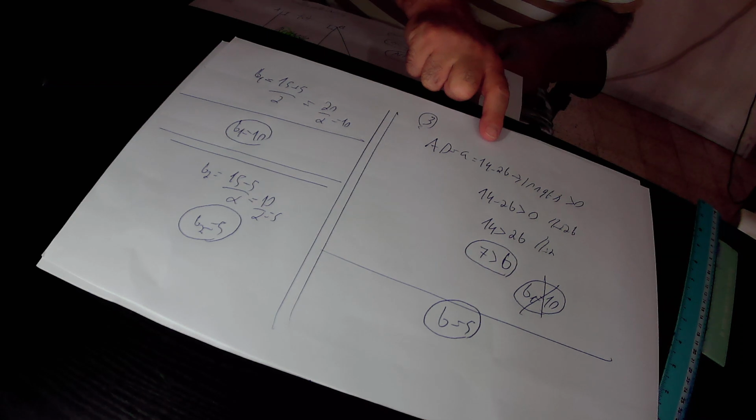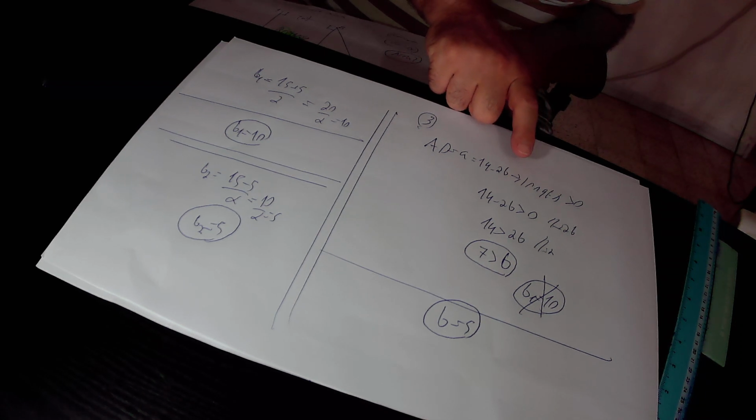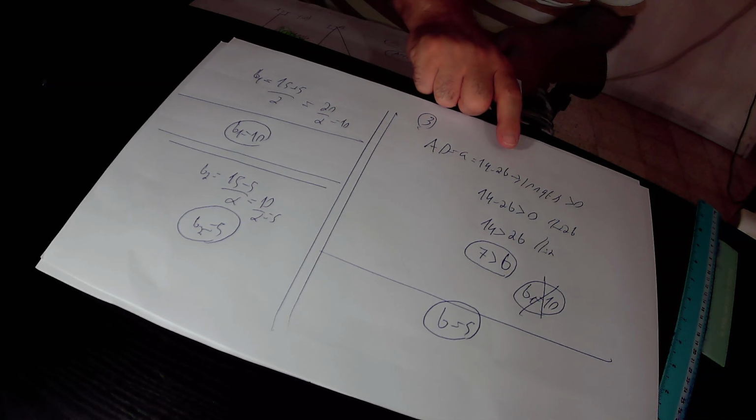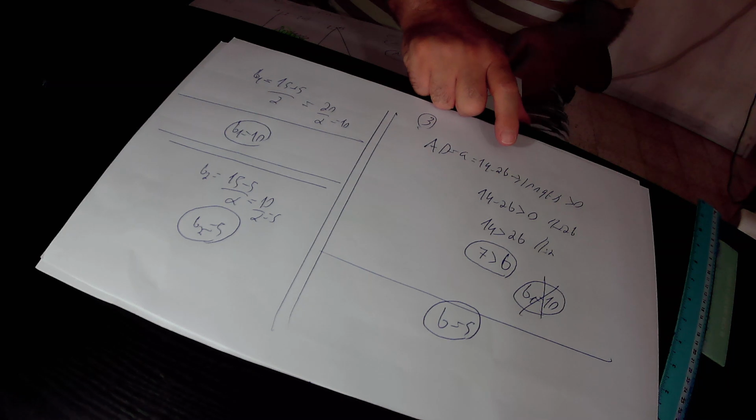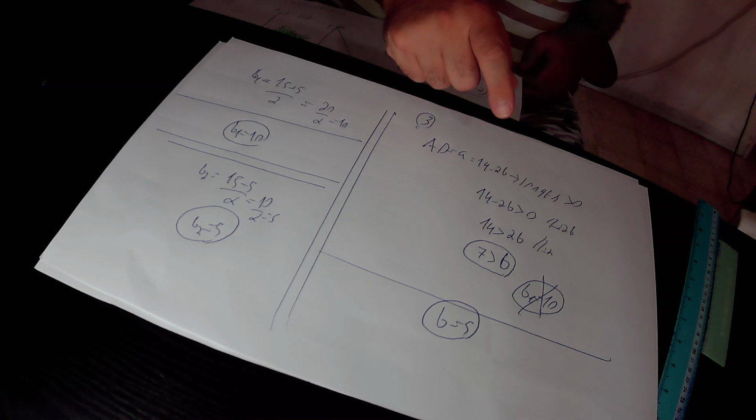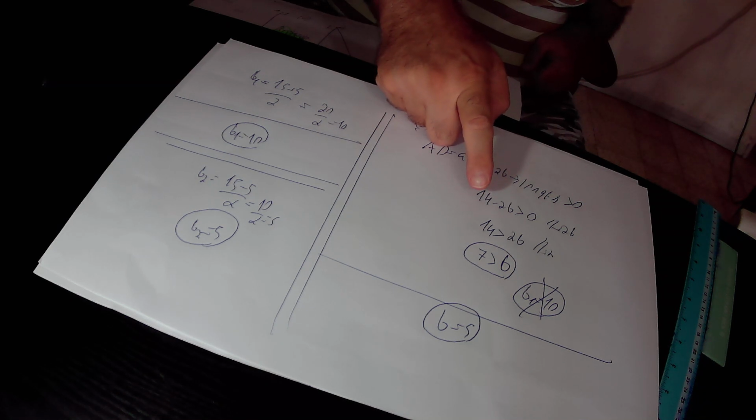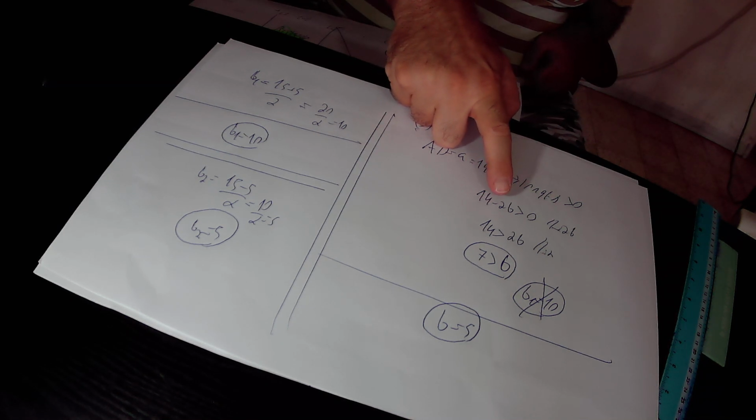What is a positive number? It must be greater than 0. So 14 plus 2b must be greater than 0. We added 2b to this inequality, and we found out that 14 is greater than 2b. Then we divided this inequality by 2 and we found out that 14 over 2 is 7, and so 7 is greater than 2b over 2, which is b.